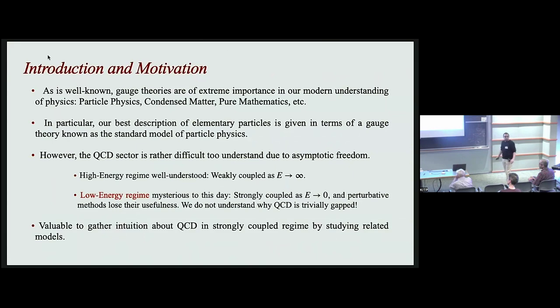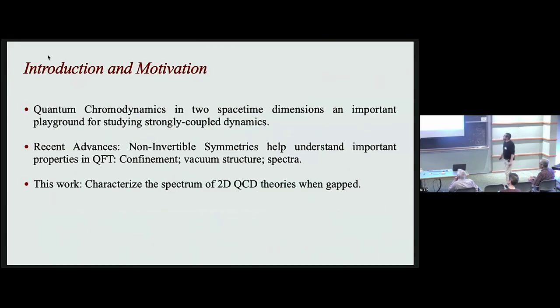So based on this observation, it's valuable to gather intuition about QCD from studying related models, in this case lower dimensional ones, to gather intuition about strongly coupled gauge theory. And recent advances tell us that non-invertible symmetries help understand important properties in quantum field theory, like confinement, vacuum structure, and spectra, which is going to be the subject of this talk. We're going to characterize the spectrum of 2D QCD theories when the theories are gapped.